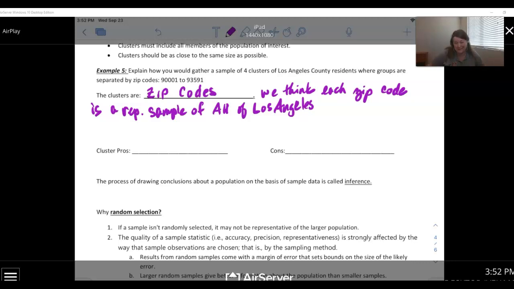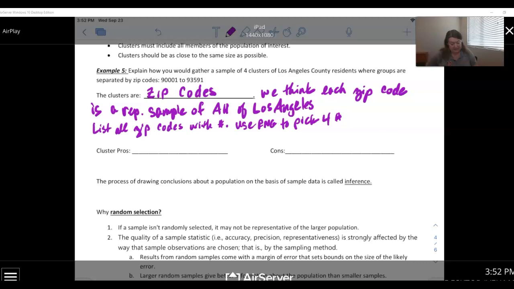We just don't want to count. There's too many, right? So we just go, we'll just count less. Okay, so the clusters are the separate zip codes. So then I'd have to say how I'm going to do that. I'm going to list all the zip codes with a number. Use a random number generator to pick 4 numbers. And then those 4 zip codes, ask all residents within those 4 zip codes.